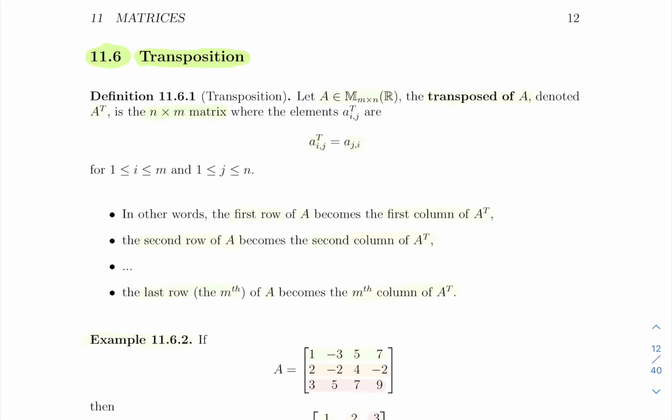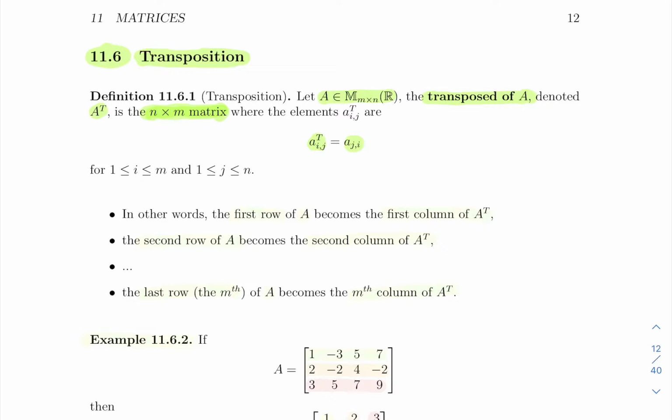So the transpose of a matrix is denoted A to the power T, so T for transpose. You start with an m by n matrix, and you're going to get an n by m matrix, so the number of rows and columns are swapped. Basically, the entry of the transpose on the ith row, jth column is the former entry A_ji on the jth row and ith column.